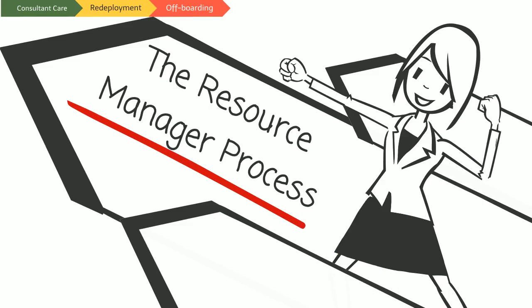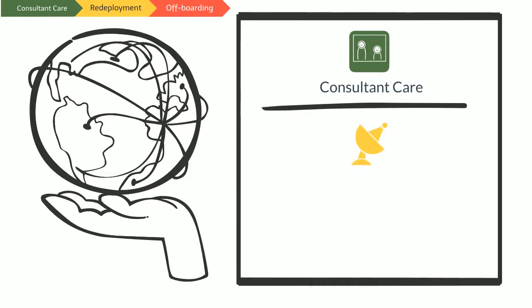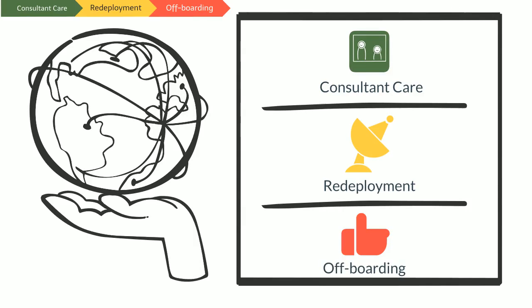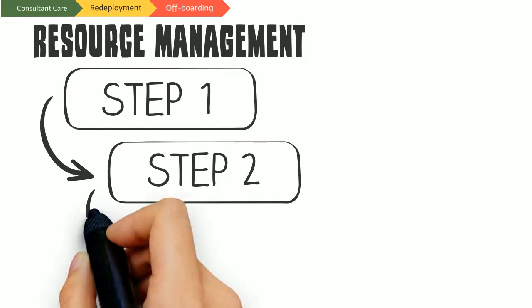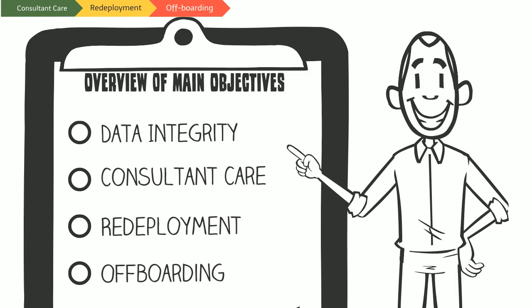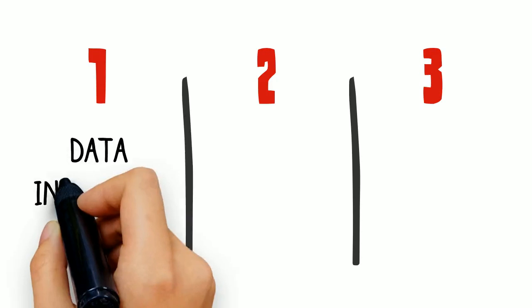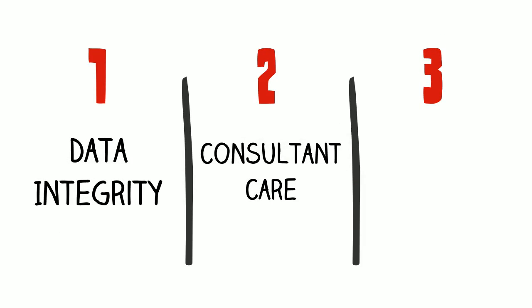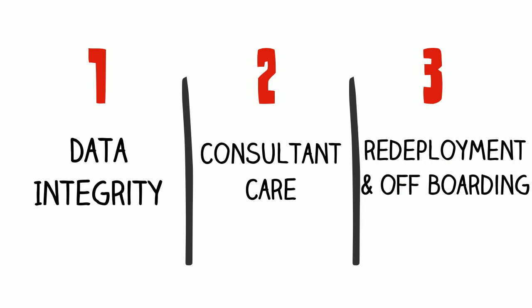In this lesson, you will learn about each of your 3 major roles and how they fit together into the resource manager process. Details about your tasks in each part of the process will be located in other lessons of this course. This is a high-level overview of your role's main objectives. Your process will consist of 3 major functions: data integrity, consultant care, and redeployment and offboarding.